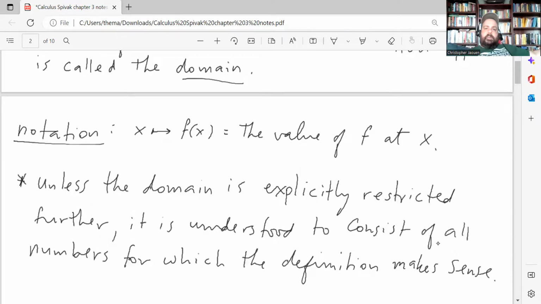Okay, he introduces function notation here. x is an element of the domain, and the function f associates to that element of the domain an output value, or a y value, which we denote like this, f of x. f is the name of the function.